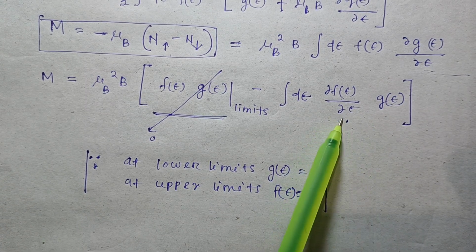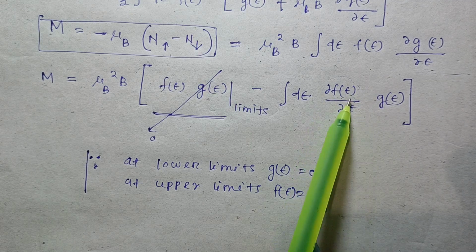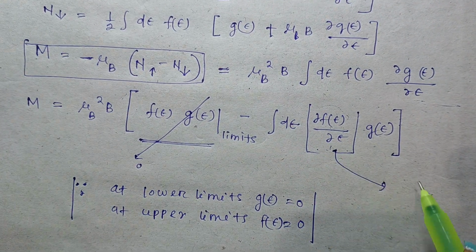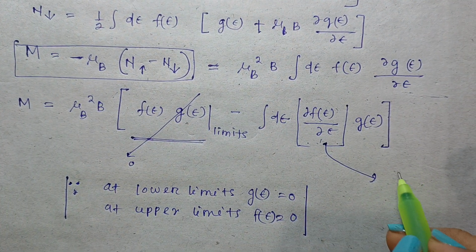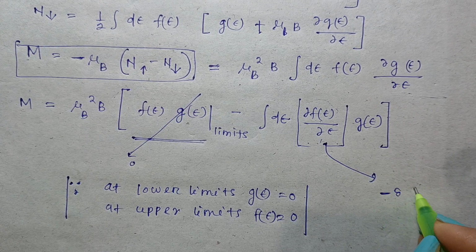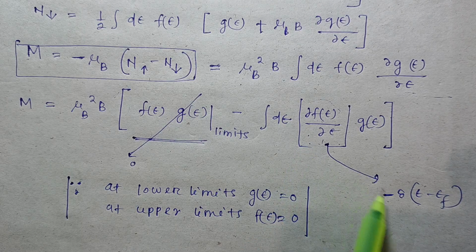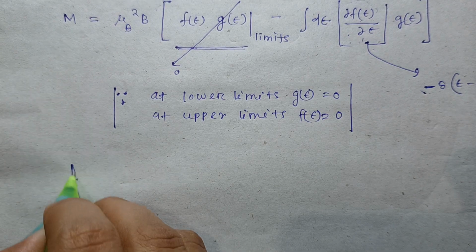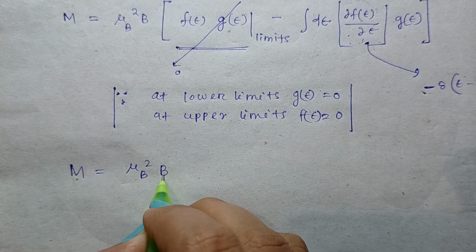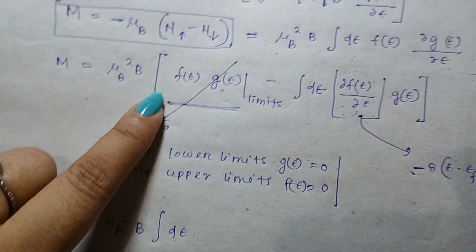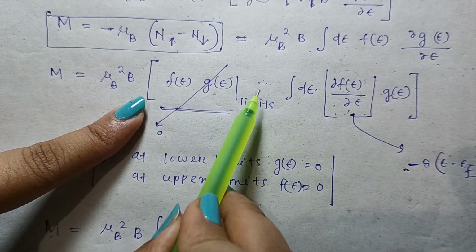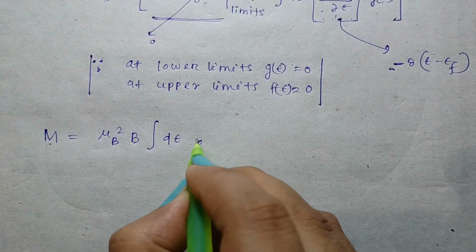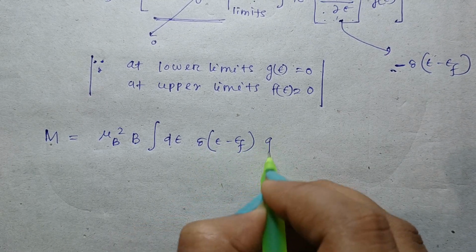See, this second term contains the derivative of the Fermi Dirac distribution function, which is equivalent to a Dirac delta function, that is minus delta of E minus EF. So the above equation will be now M equals mu B square B integration dE. See, this first term is 0 and this minus will be plus. So the expression will be delta of E minus EF times G of E.